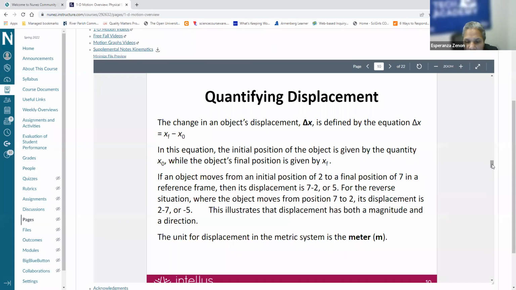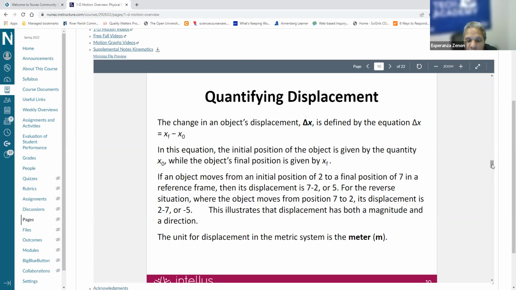All right. It says, for the reverse situation, where the object moves from a starting position 7 to a final position 2, follow the rule. It says what? To get the displacement, you take the final 2 minus the start 7. That gives us -5. So you can have a negative displacement. That negative sign is meant to specify direction.